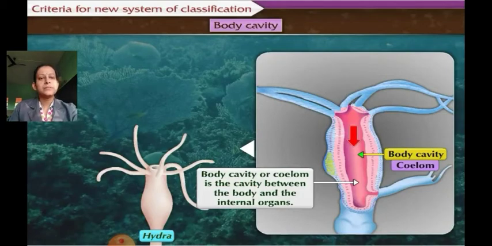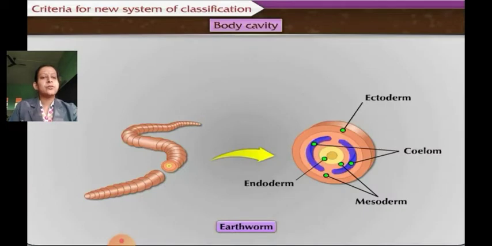Now, the earthworm you can see here has the presence of a body cavity. The blue color which is shown is nothing but the coelom. It is mostly formed from the mesoderm, that means the middle layer forms the coelom. Just now you have learned about germ layers, in which one layer is mesoderm. Derm means skin, remember that. Meso means middle, ecto means outer, endo means inner. So the mesoderm, the middle layer, forms the coelom or the body cavity.